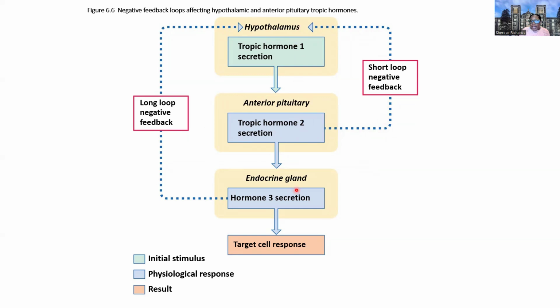A long loop negative feedback would be cortisol, for example. So cortisol released from the cortex of the adrenal would have an inhibitory effect on CRH made from the hypothalamus. So the short loop from the pituitary and the long loop from the tertiary endocrine gland itself.